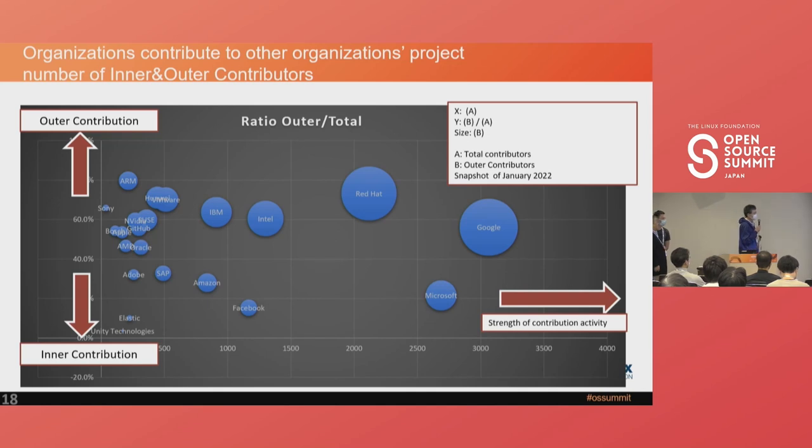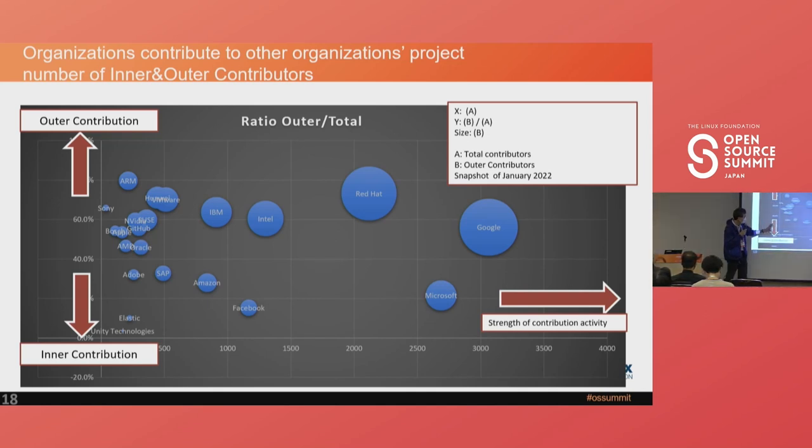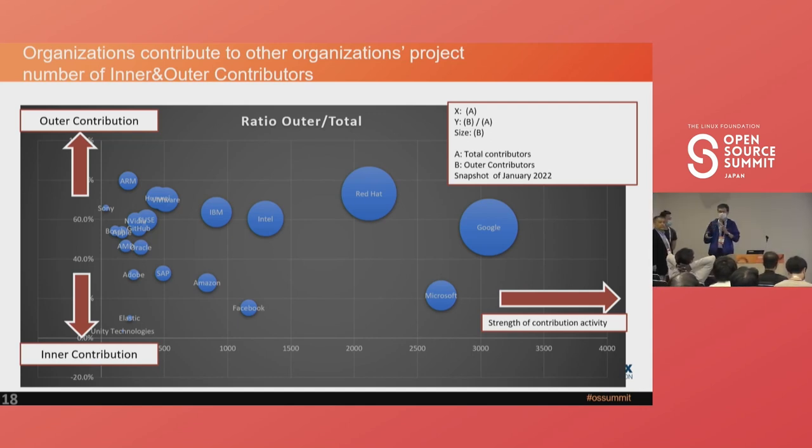On the other hand, there are some companies like Unity or Elastic. They have a very strong software core business, and so perhaps they are inner centric. But it depends on the business strategy, so we cannot say which is better or worse.